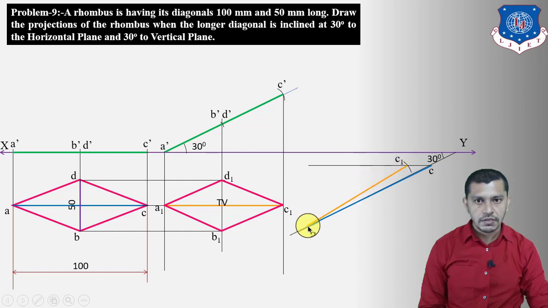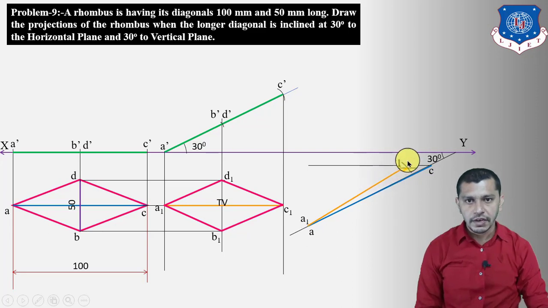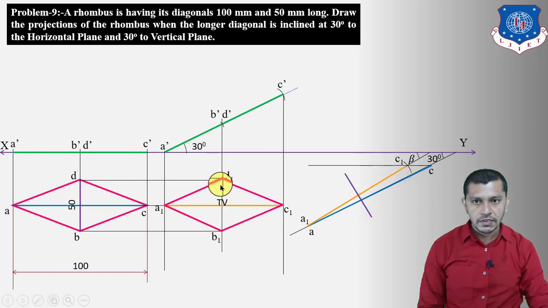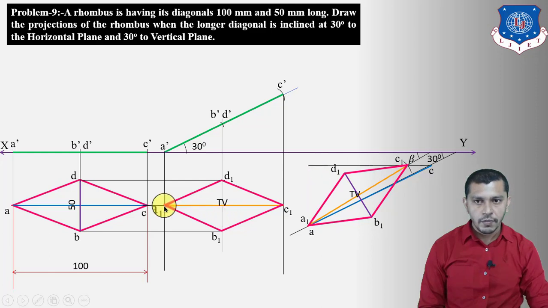So this will be our A1 C1, which is the plan of the longer diagonal, and this will be our angle beta. So this is our A1 C1. Now copy this figure on this A1 C1, or the plan of the diagonal A1 C1, over here. For that, find the midpoint of the diagonal A1 C1 and draw a line perpendicular to line A1 C1 from this point. So we will get B1 D1. Connect these points, we will get the top view of the rhombus, in which the plan of the diagonal makes an angle of beta to the XY reference line that we have found.